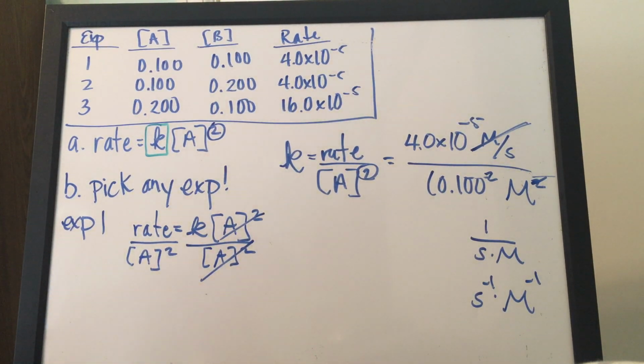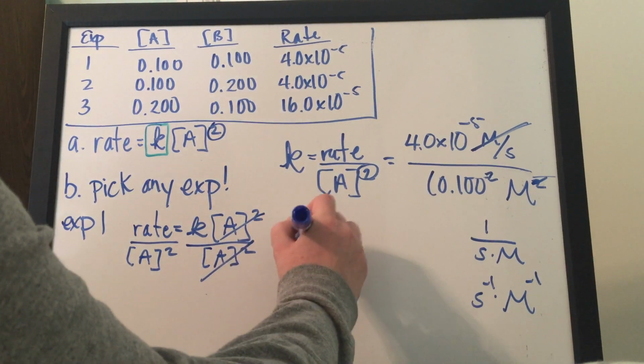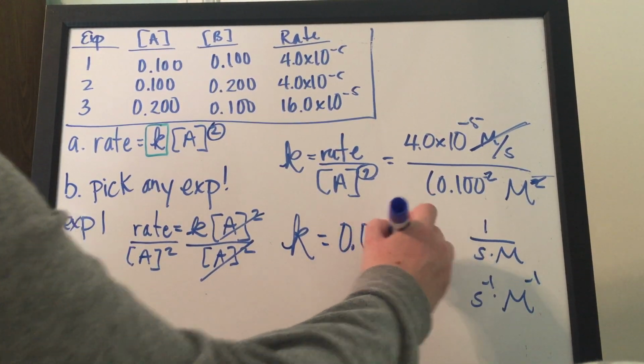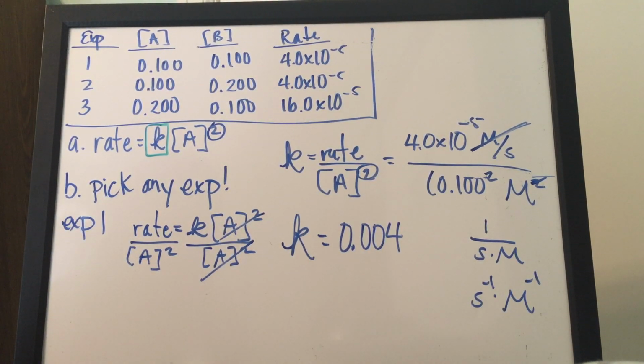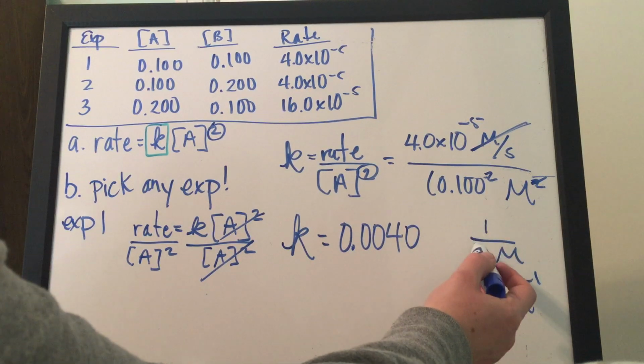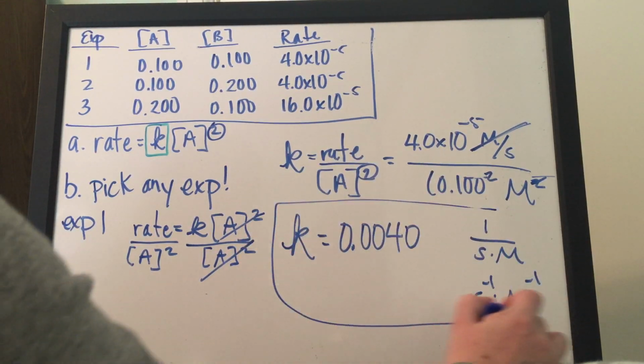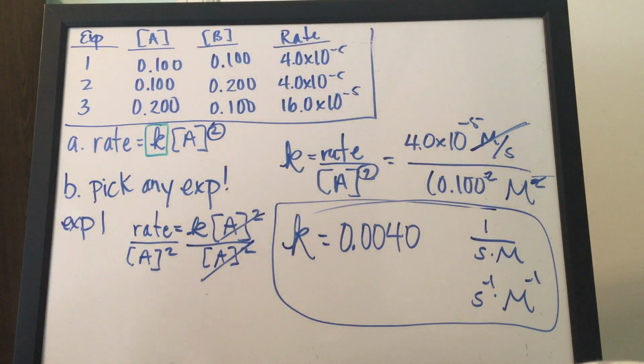And if you input that into your calculator correctly, you end up with a rate constant of 0.004. Technically the sig figs here, I should go one more, so put a 0 on there. Units of 1/seconds times molarity, or S to the negative 1, M to the negative 1. And there it is.